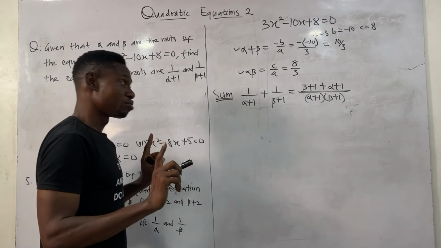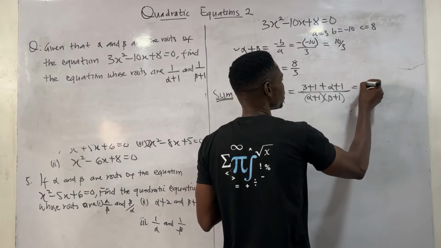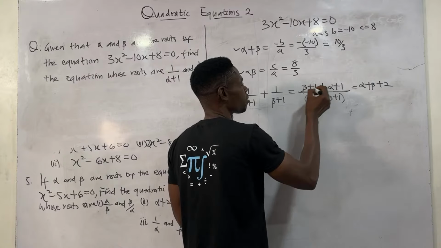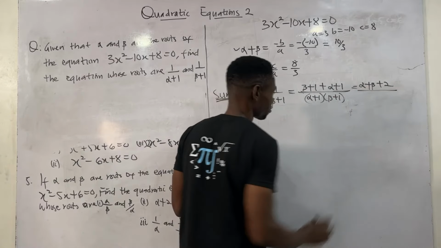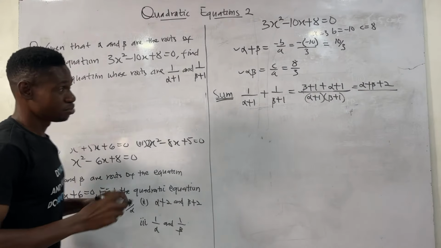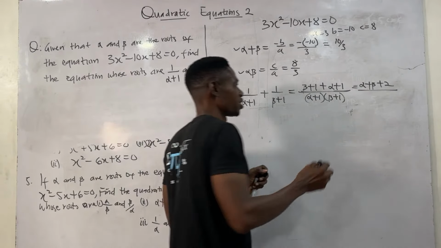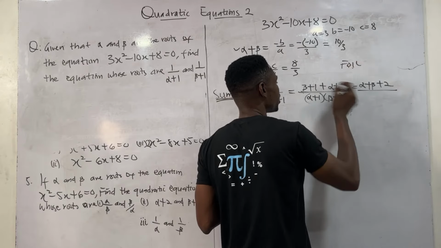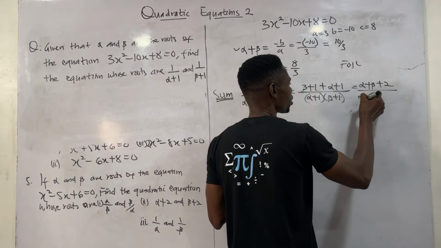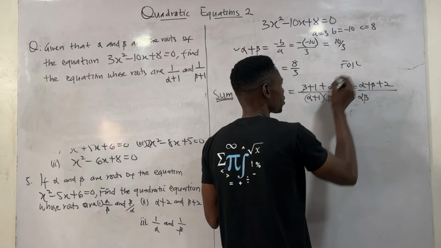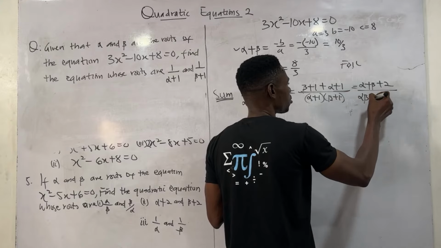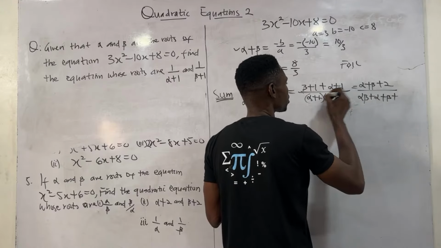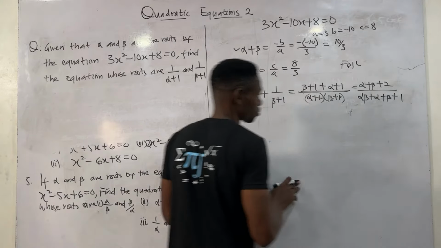Now, if you look at that numerator very well, what you have is alpha plus beta plus 2. Now, if you look at the denominator very well, let's expand. Remember our FOIL: first, outer, inner, and last. First will give us alpha beta, outer will give us plus alpha, inner will give us plus beta, plus last and last will give us 1.